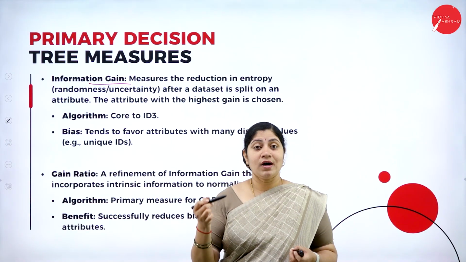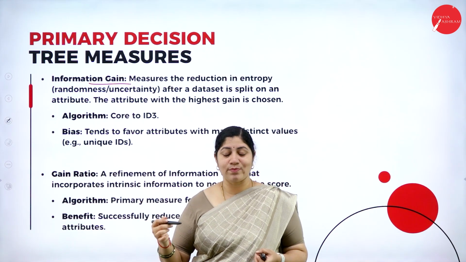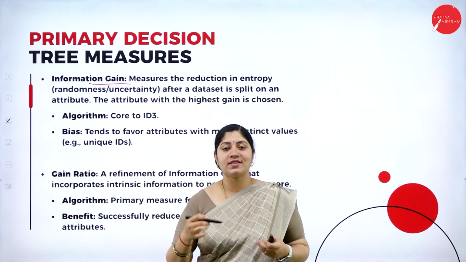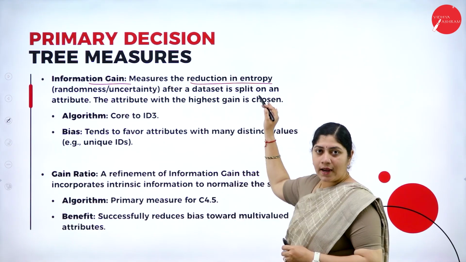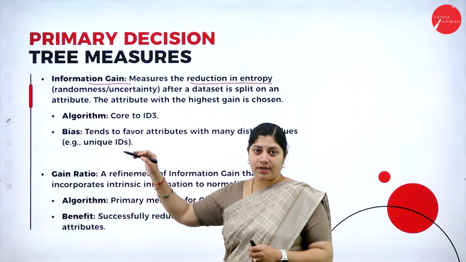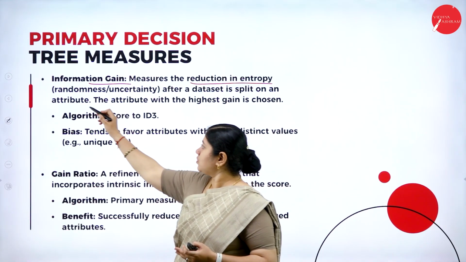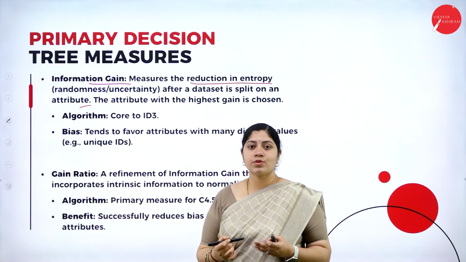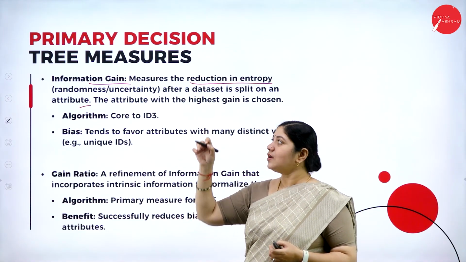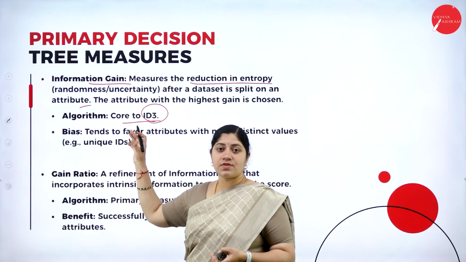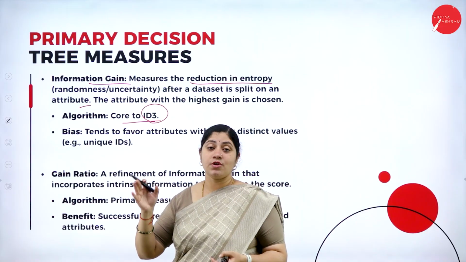So till now we heard we need information gain under decision tree induction, correct? But what is that information gain? Let's understand it now. It measures the reduction in entropy or uncertainty after a data set is split on an attribute. The attribute with the highest gain will be chosen as the root node. Clear? This is a specific algorithm in which we can see this information gain utilization.